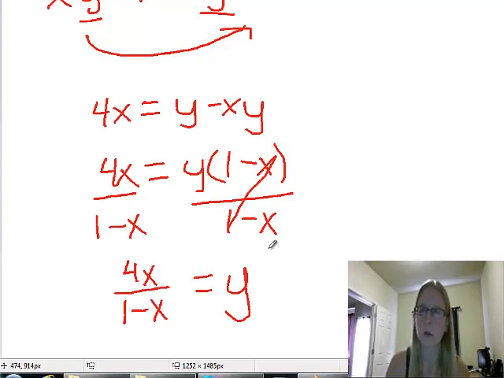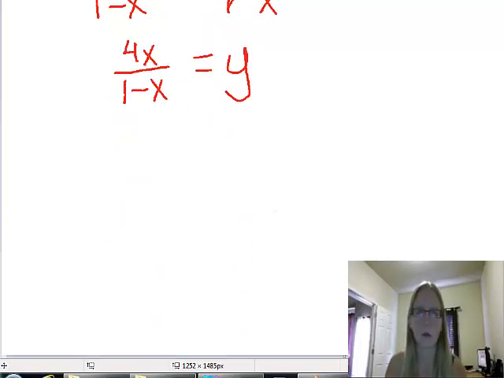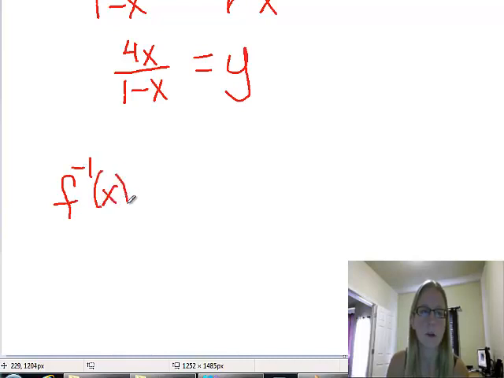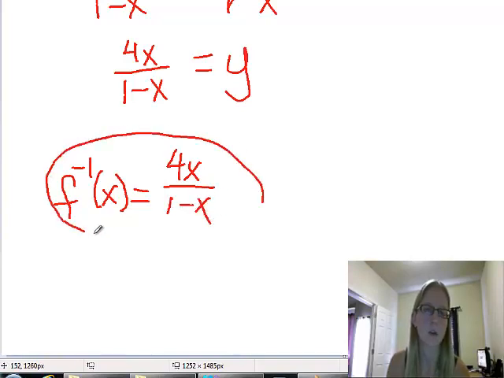However, not quite done. You've got to be really careful to always remember that you then also have to write it as function notation. So let's go ahead and do this. All the way down here at the bottom, I'll write that one more time. Technically, instead of y equals, it's actually called f inverse of x. This is the inverse function of f of x, and I now have 4x over 1 minus x. So that is our inverse function that we had.